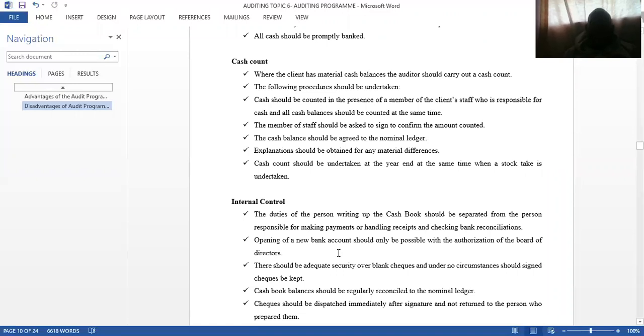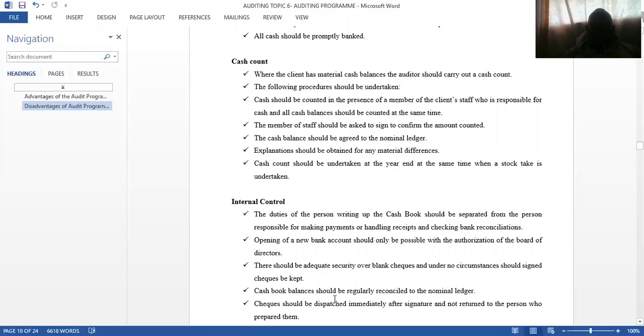Opening of a new bank account should only be possible with the authorization of the board of directors. Middle or junior employees should not have permission to open accounts at will, because this creates a loophole whereby a person can divert money. Instead of being deposited in the bank account of the business, it is deposited in individual accounts. There should be adequate security of blank checks to avoid a case whereby a person can sign a check and deposit that amount of money in his or her account.